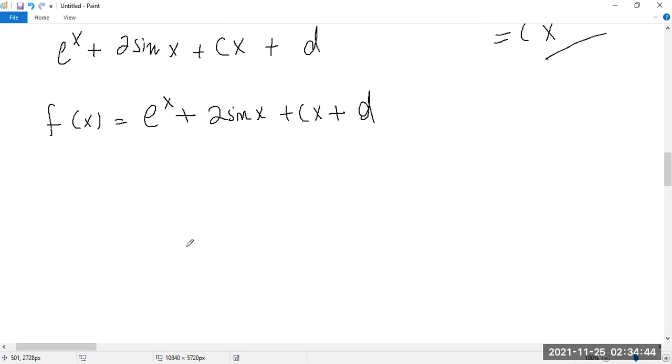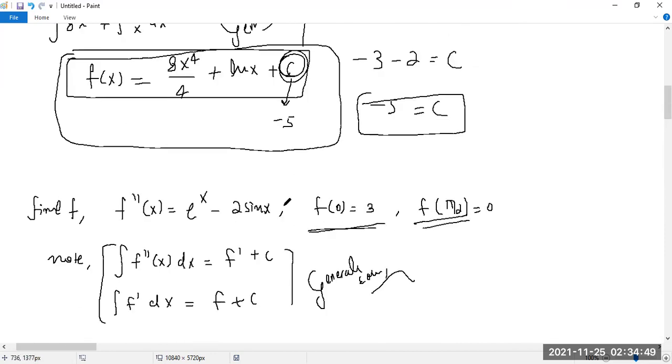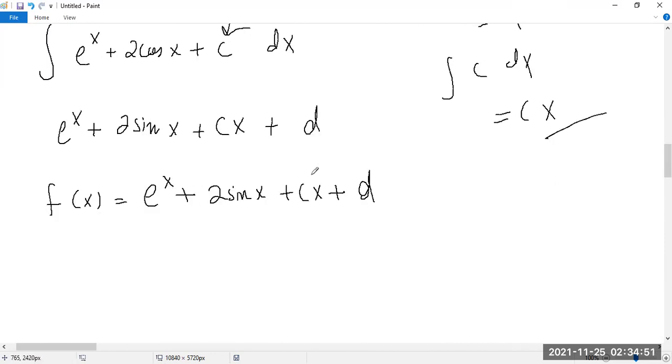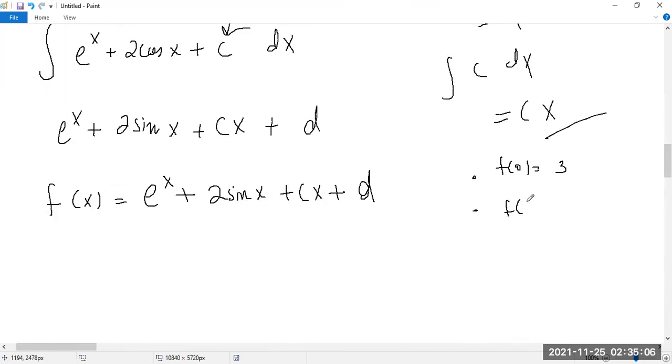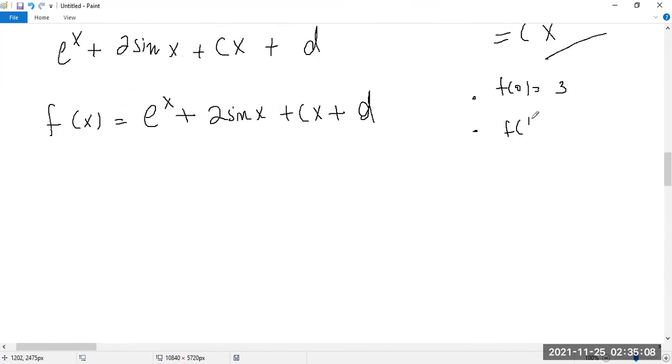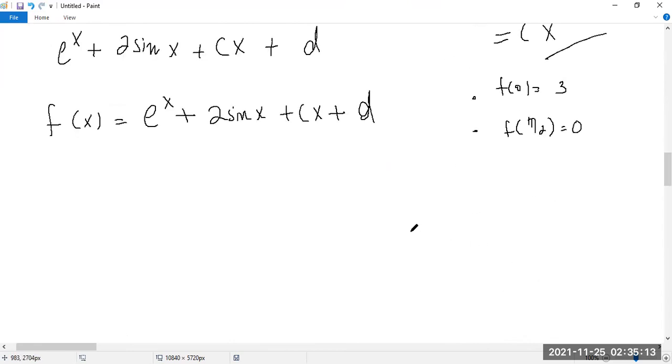And that would essentially be our function, right? But we actually want to use this information now to solve for these two variables, c and d. So we were given two pieces of information. The first was that f of 0 is equal to 3, and that f of pi over 2 is equal to 0.